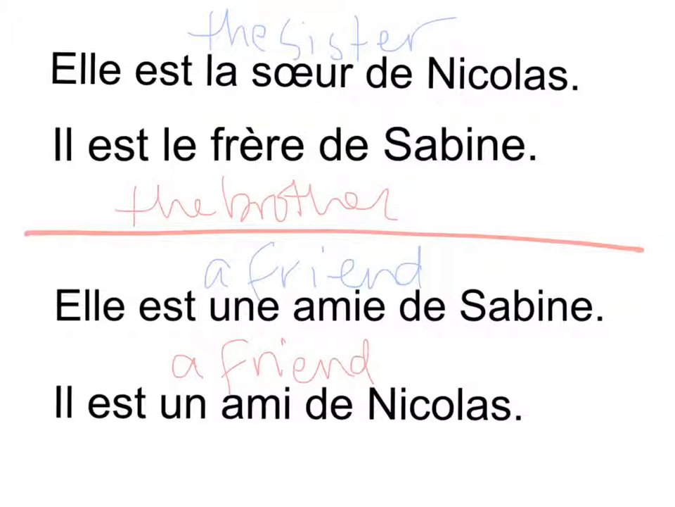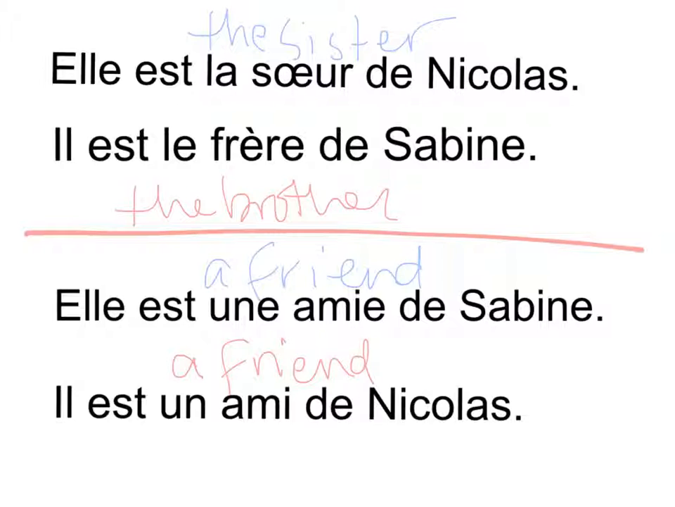Here you can see the differences when we're thinking about the meaning. Elle est la sœur de Nicolas. She is the sister of Nicolas. Nicolas has one sister. Il est le frère de Sabine. Sabine has one brother. In the bottom half, it's usually pretty unlikely that a person just has one friend. They usually have more than one. It does happen, but elle est une amie de Sabine. She is a friend of Sabine. Il est un ami de Nicolas. He is a friend of Nicolas.